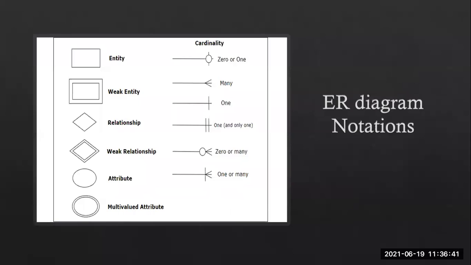Okay. So two things are done with us. That is total and it is what? Partial. I hope you have got the idea. The next topic is what? ER diagram notations here.